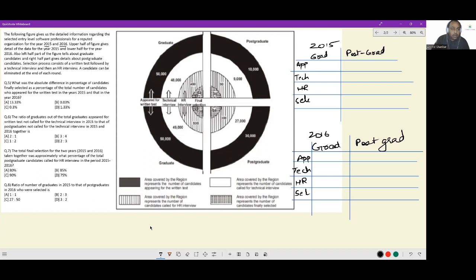Grad 2015, upper half was 2015, no? So I have 50. Yeah, I should also have a line here. So 50,000, 48,000, 490 and 94. For postgrad, we have 10,000, 9,000, 90 and 38.